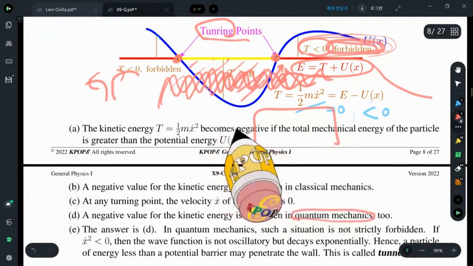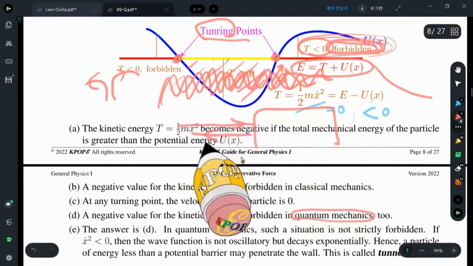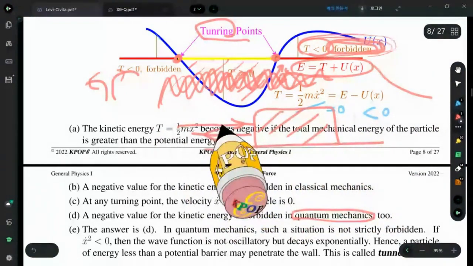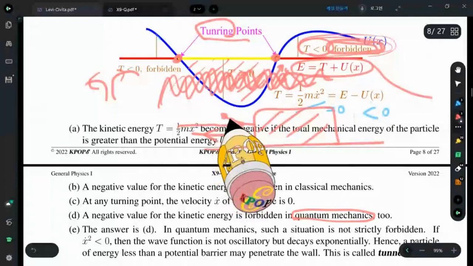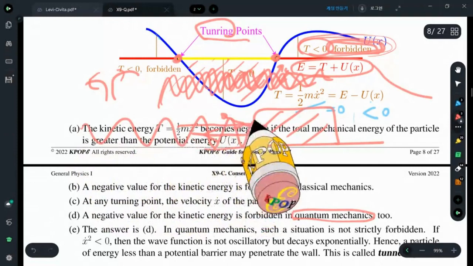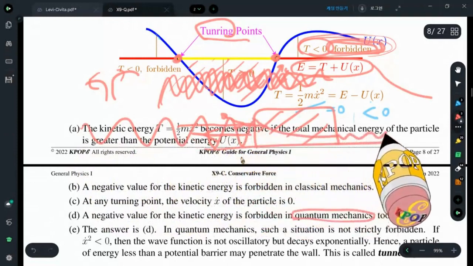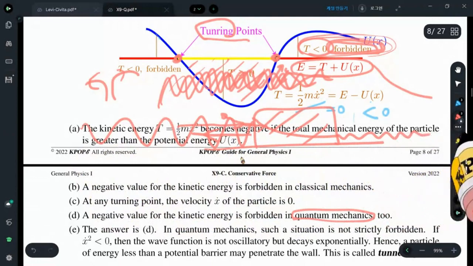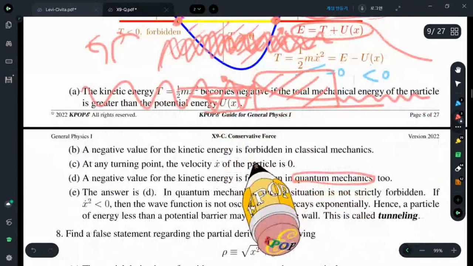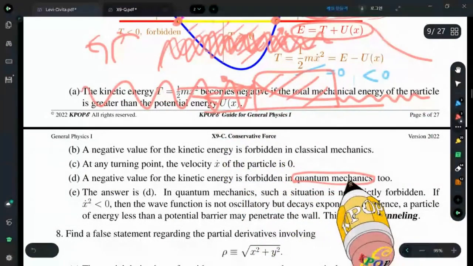So if there is a barrier, classically it turns the direction. This is a barrier. However, an electron can penetrate this wall eventually. On the left side, this is a wavy wave function. It decays in probability, and then it can pass through. It is called tunneling. But we will learn it at the end of the next semester when we learn quantum mechanics.